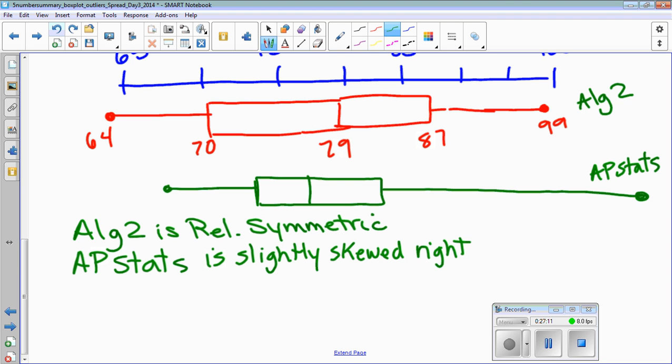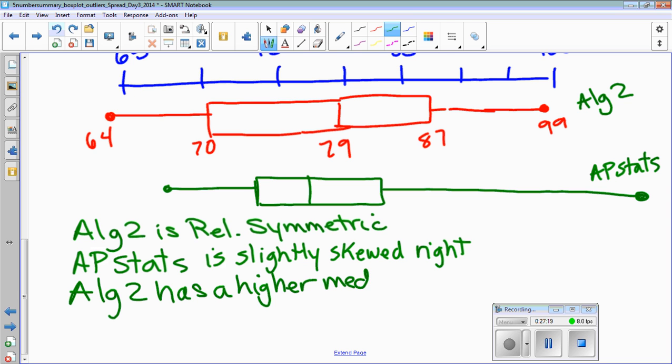Okay, so we're going to say Algebra 2 has a higher median, which we'll even give a number. It's probably a good idea to put a number to it. So that's median was 79. Then AP Stats. And we'll approximate it with the graph. What would you approximate it to be? 76, 77, something like that? I don't care. As long as you're 1 or 2 off, I don't care.